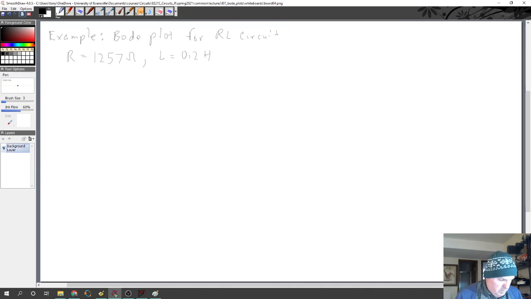I chose those particular values because I get a really nice value for, well, not omega p, but we'll see the corresponding frequency in hertz. So R over L becomes 6,283 radians per second. And then FP is equal to this divided by 2 pi, which is 1,000 hertz.